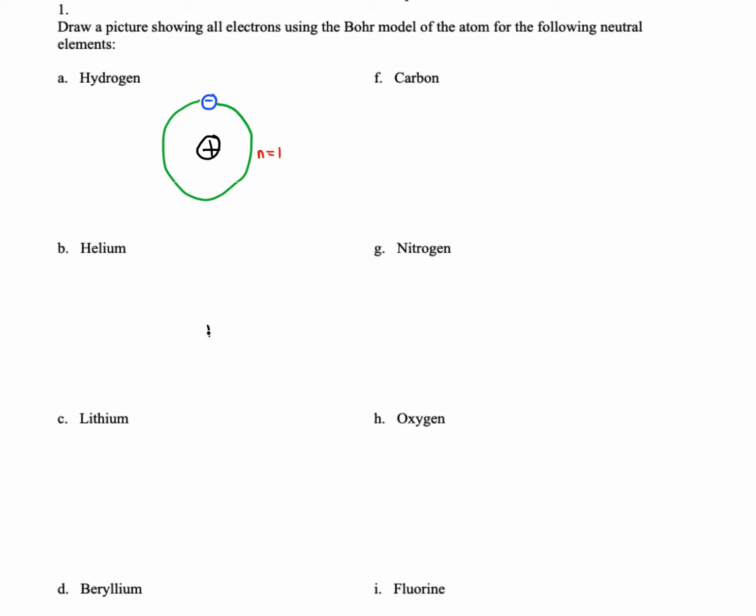The next element is helium, and helium has two protons in its nucleus. Therefore, in order to achieve equilibrium, we want to have two electrons in that first energy level shell. And the two negatives will cancel with the two positives, making it overall neutral. But we are still in the first energy level shell.